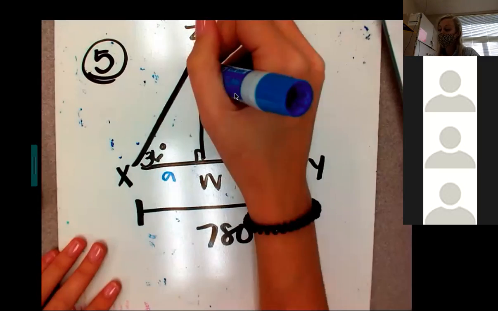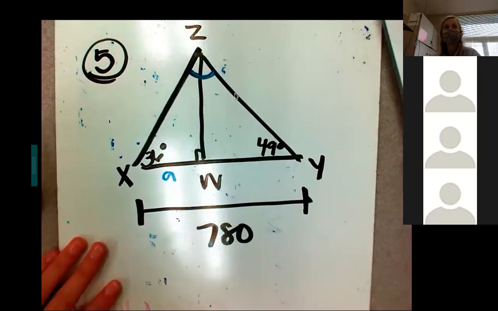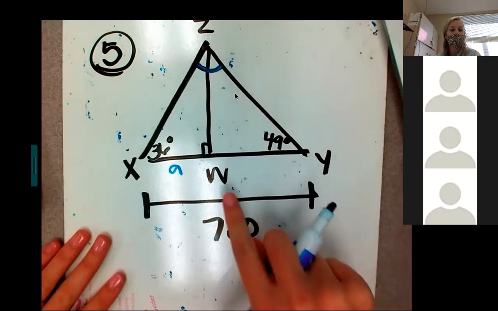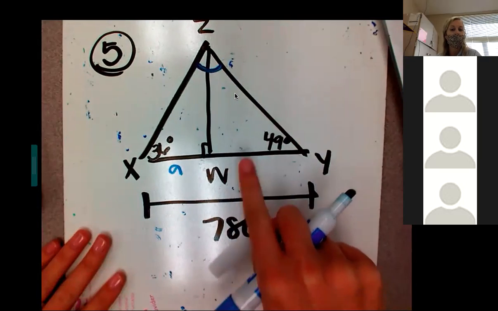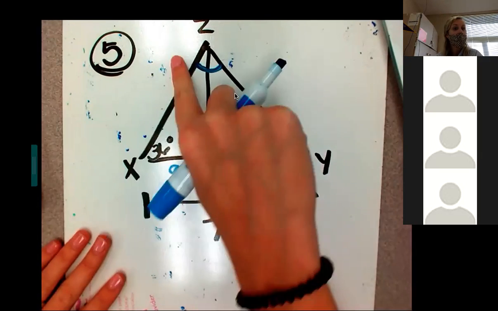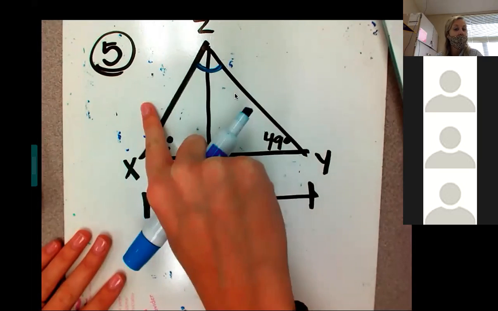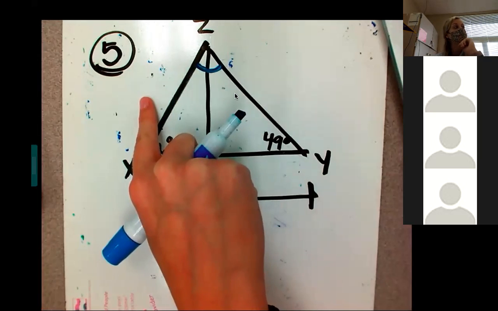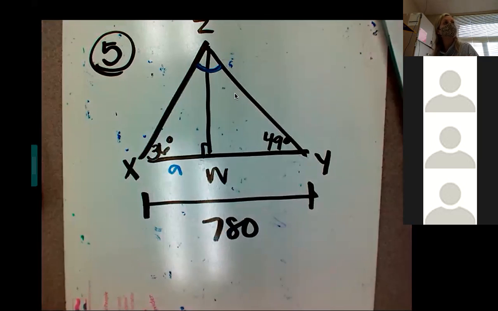Okay, good. If we find this angle up here, the top angle, couldn't I do the sine of that angle over 780 equals the sine of 49 to find this side? And then if I have this side, it's a right triangle, I'll have an angle and a side, which means I should be able to use SOHCAHTOA. Are y'all okay with that?